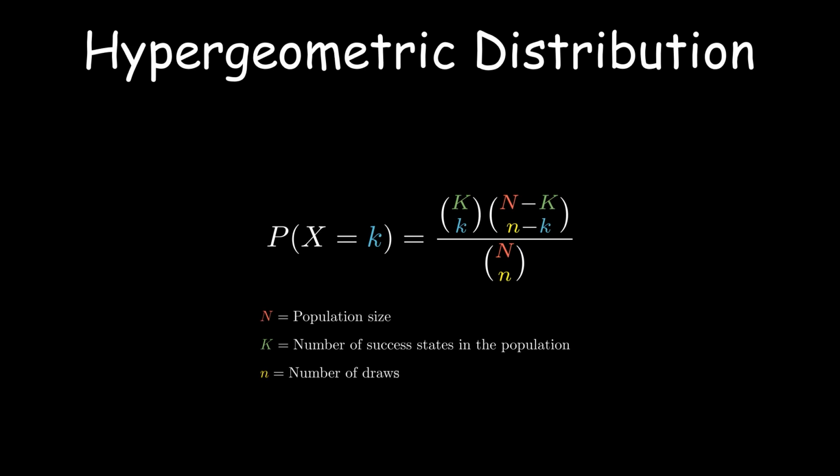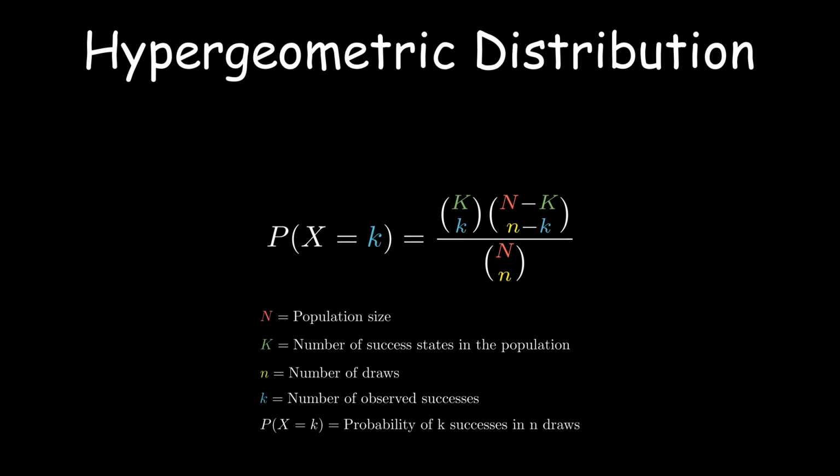Lowercase n represents the number of draws. This is the number of elements that we will draw from the population. Lowercase k represents the number of observed successes. Note the difference between capital K and lowercase k. Capital K is the total number of success states in the population, while small k is the number of success states in the sample drawn. P of x equal k is the probability mass function of the hypergeometric distribution, which gives the probability of k successes in n draws.